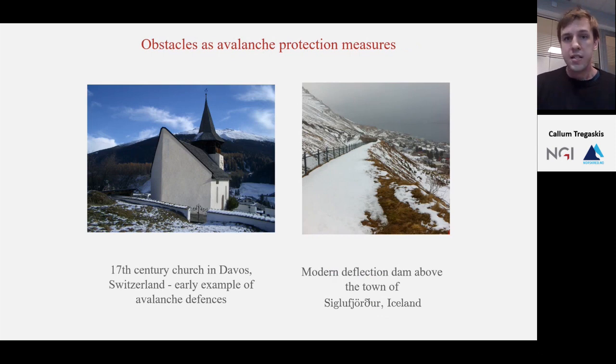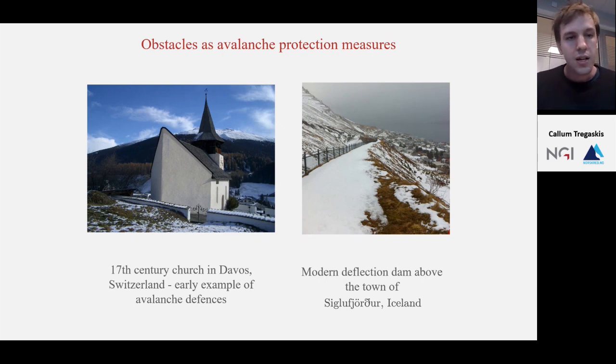So this is where we get into what my research actually looked at, which was obstacles as avalanche protection measures. Historically, we need to protect both the infrastructure and the people living in mountainous areas, and this becomes very important. So how do we actually design mitigation structures that are effective against avalanches?